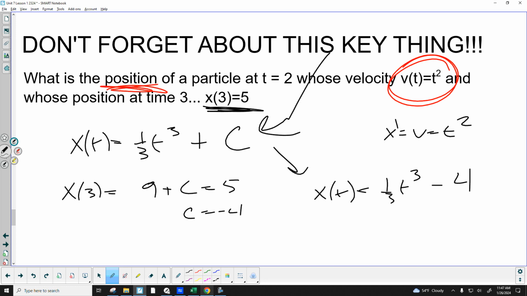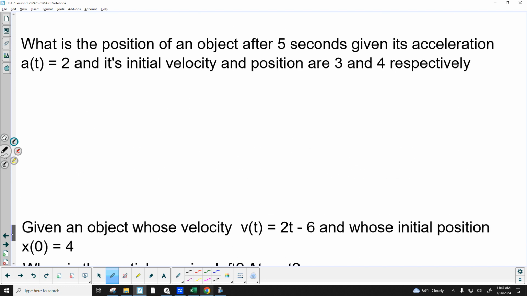Now you can plug in 2. Got it? So like going forwards, derivatives, sign analysis, good. Going backwards, make sure you find C's. You can still do your sign analysis if you want to. You can still do a sign analysis of this. You can still do sign analysis if you want to.